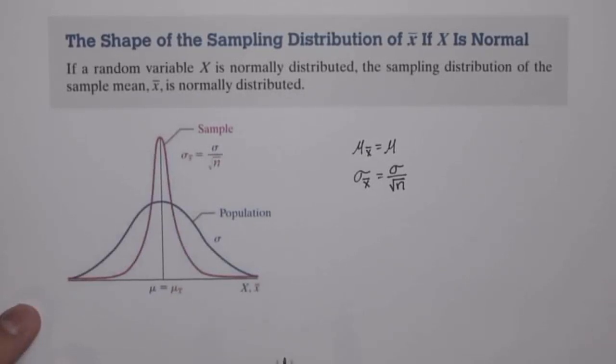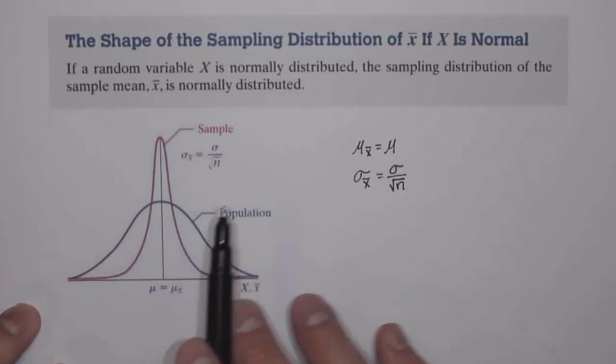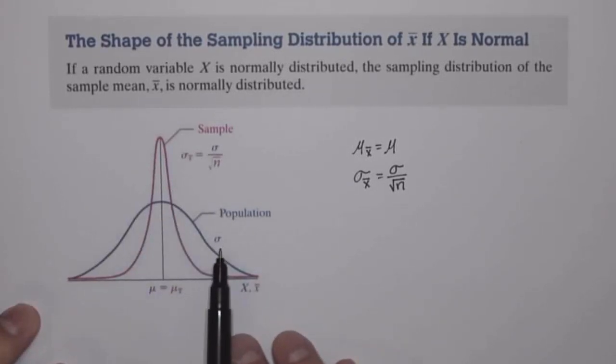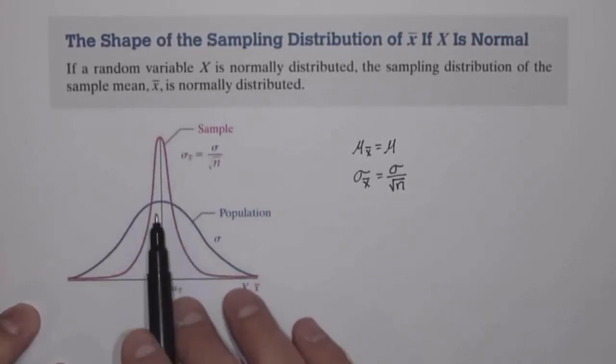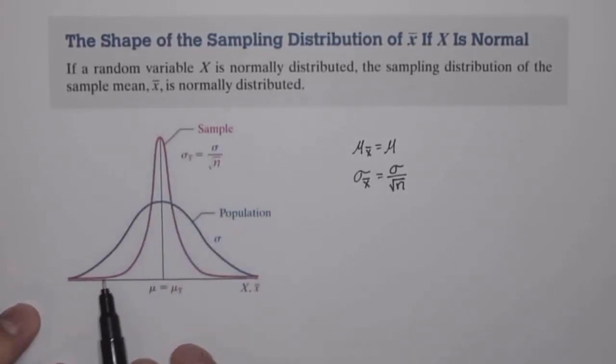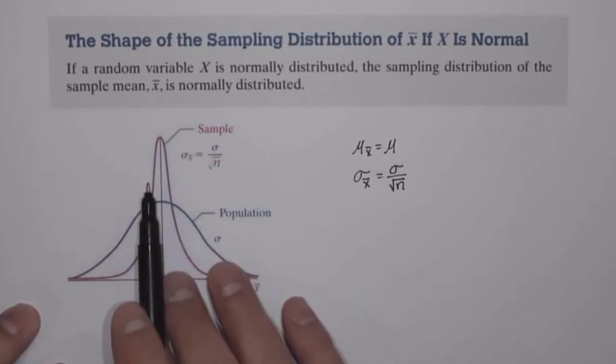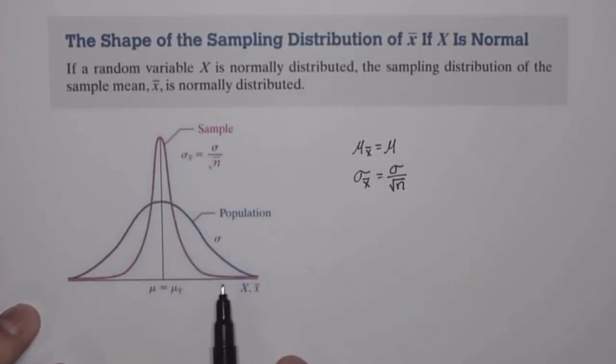Okay, again, as I said in the previous video, you need to be clear that we're talking about two different distributions. So the blue curve here is representing the population. This population has a mean of mu and a standard deviation of sigma. If we take a sample of size n from that population, then the mean of the sampling distribution, which is represented by this red curve, is going to be mu sub X bar.